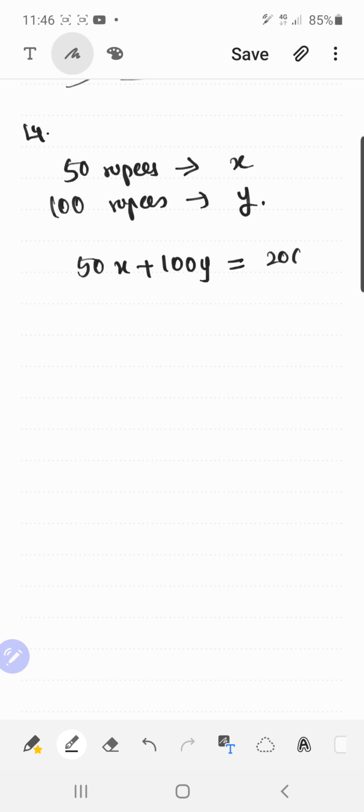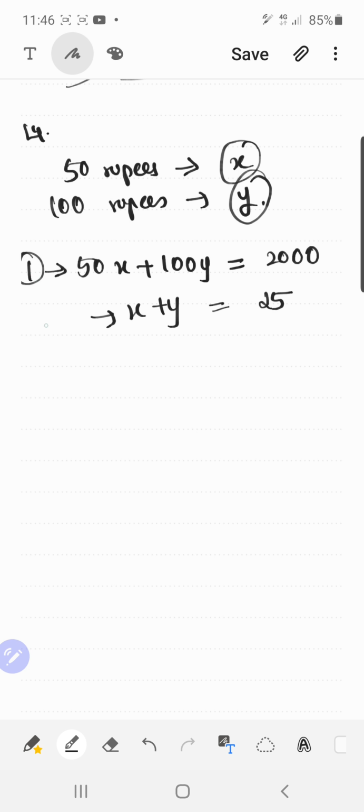Okay, 2000 rupees. And it is said that Meena got 25 notes in all. मतलब आपके x और y दोनों को मिला के उसके पास 25 notes थे. So you got a very simplified equation 1 and equation 2. I'll repeat again. We have kept the number of 50 rupees notes as x and the number of 100 rupees notes as y. तो दोनों मिला के उसके पास कितने नोट्स आए? 25. तो x प्लस वाई इज इक्वल टू 25.